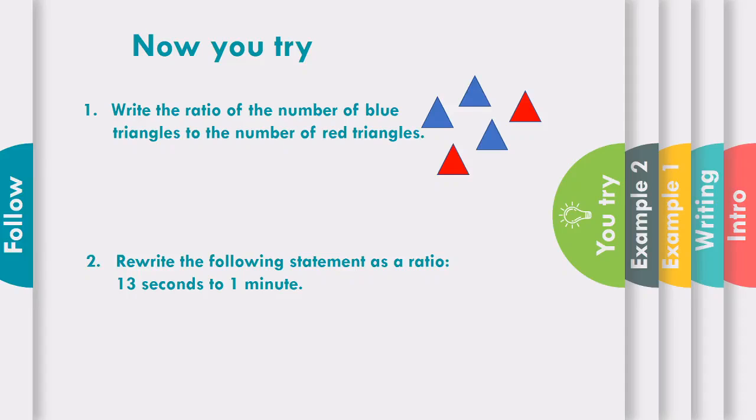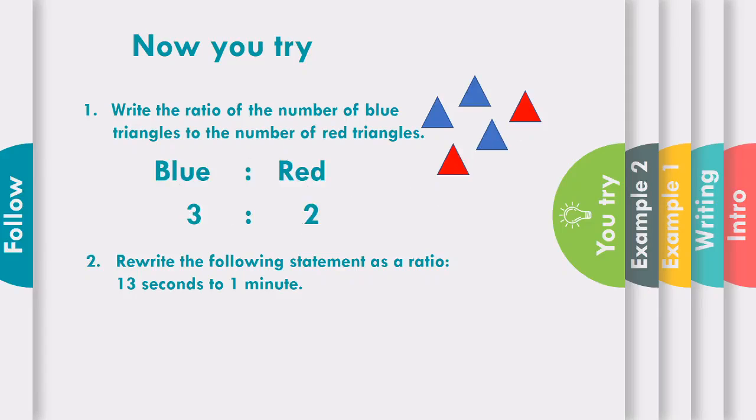Okay guys, if we look at question 1, we've got to write the ratio of the number of blue triangles to the number of red triangles. We've got 1, 2, 3 blue to 1, 2 red triangles. So my ratio of blue to red is going to be 3 to 2.